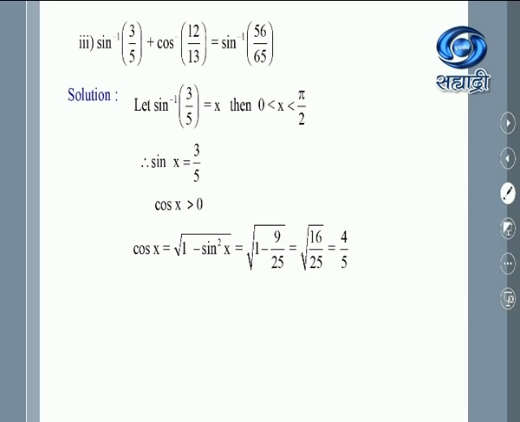So cos square x is 1 minus sin square x. If we take the square root, you will get plus or minus sign. And to discard that minus sign, you will have to give the reason that x is less than pi by 2, greater than 0. Therefore cos x is greater than 0. So here we don't have minus of root of 1 minus sin square x. We have only plus of root.